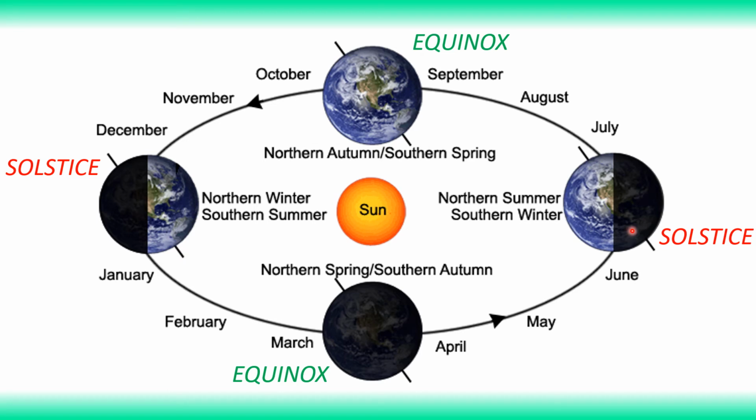And then 6 months later, in June, the North Pole is tipped as far as it'll go towards the sun, and the South Pole is tipped as far away from the sun as it can be. So this would be periods of the longest day or longest night, depending on where you are in the world. So the longest night in the Northern Hemisphere occurs in December on the winter solstice, and the longest day in the Northern Hemisphere occurs on the summer solstice.